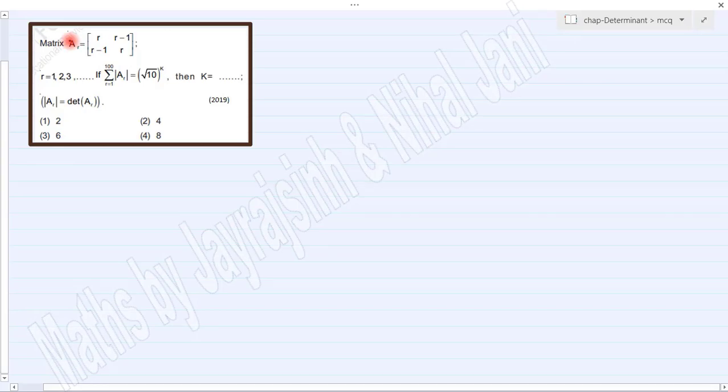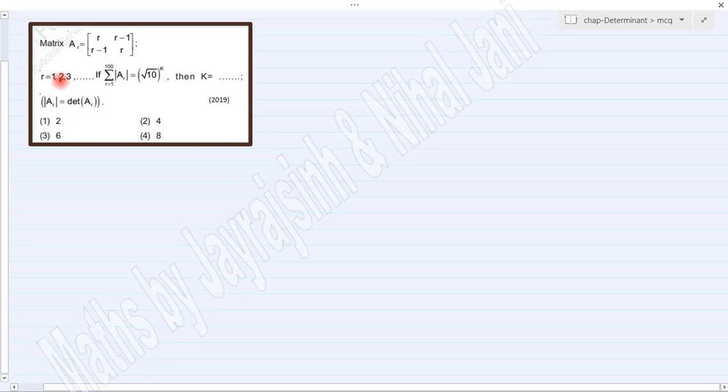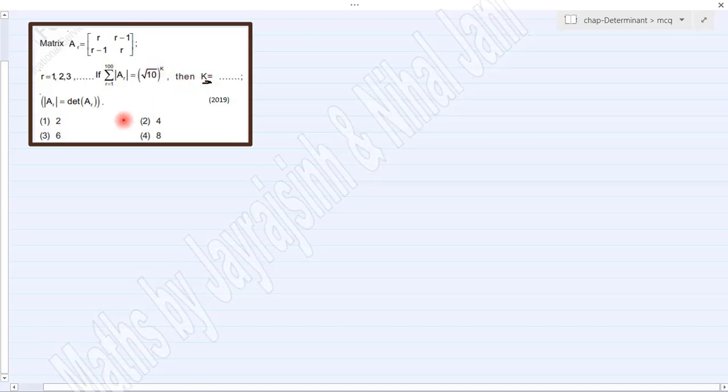In this question, we have one matrix A_R, which is [R, R minus 1; R minus 1, R], where R is 1, 2, 3 up to 100. It is given that the summation of determinant of A from R equal to 1 to 100 is equal to under root of 10 raised to k. Then we have to find the value of k.